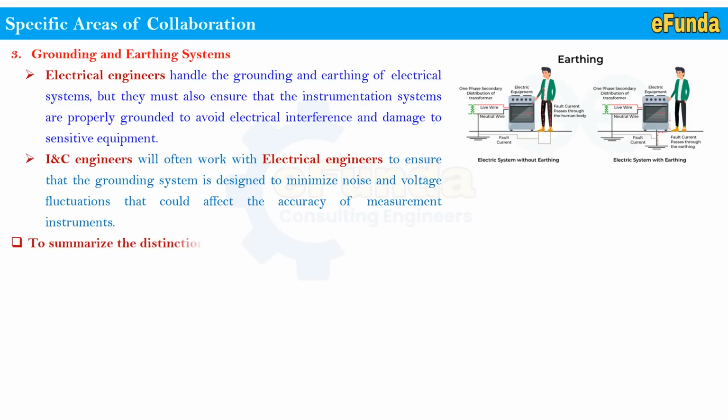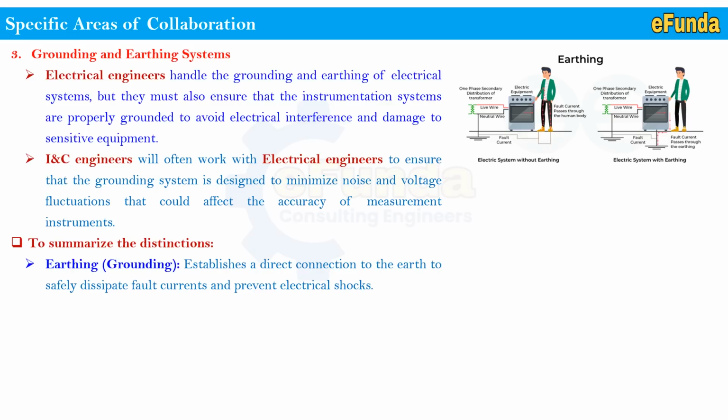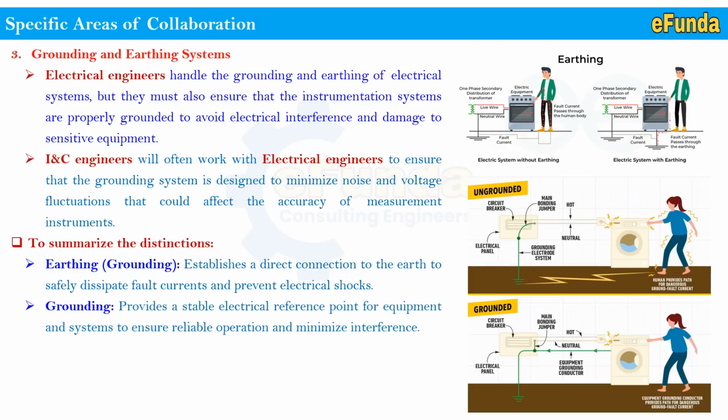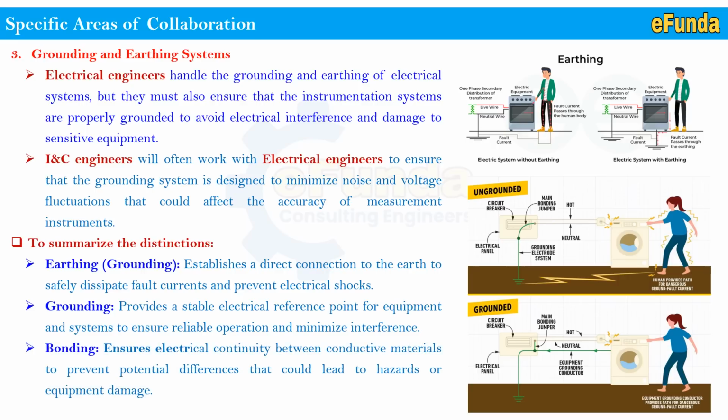To summarize the distinction between earthing, grounding and bonding, we'll see one by one. Earthing, that is grounding, establishes a direct connection to the earth to safely dissipate fault current and prevent electrical shock. One can refer to the ungrounded and grounded concept. Grounding provides a stable electrical reference point for equipment and a system to ensure reliable operation and minimize interference. Bonding ensures electrical continuity between conductive material to prevent potential difference that could lead to hazards or equipment damage.